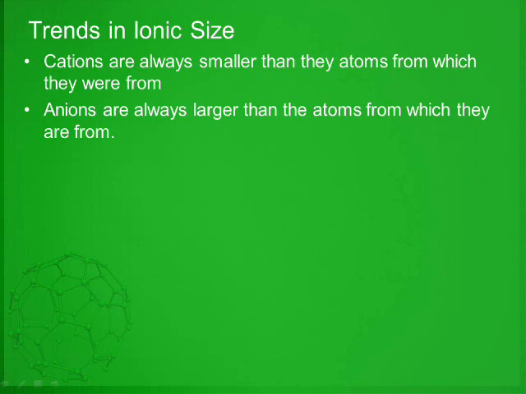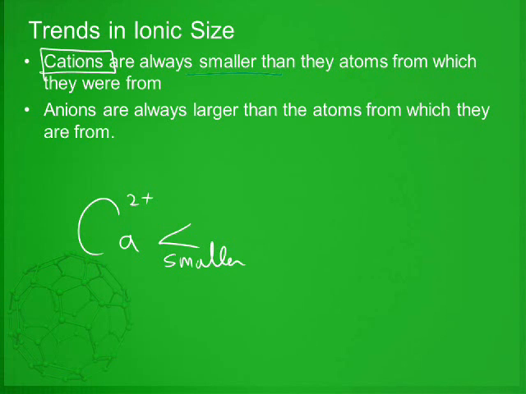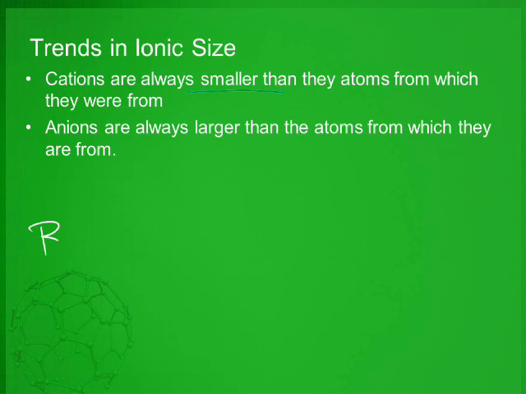Trends in ionic sizes are of ions. Cations are always smaller than the atoms from which they were formed. And that makes sense because cations are cations because they lose an electron. So they lose electrons in their shell, so they have one less shell. So if we have, let's say, calcium 2 plus, that's smaller than calcium itself.